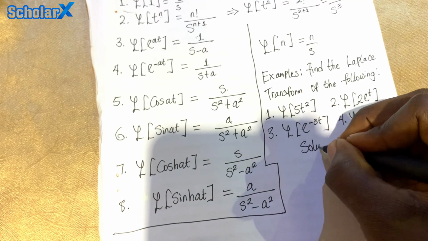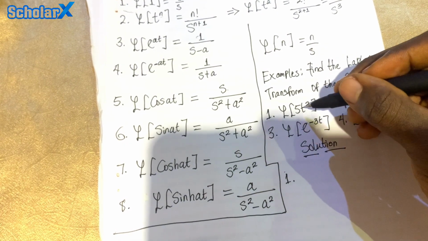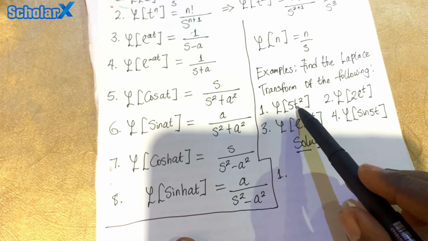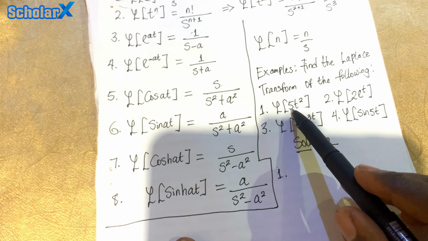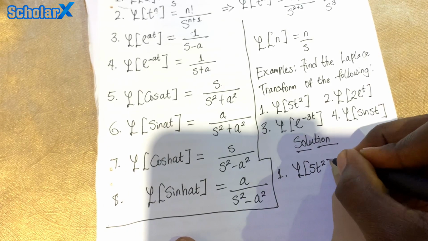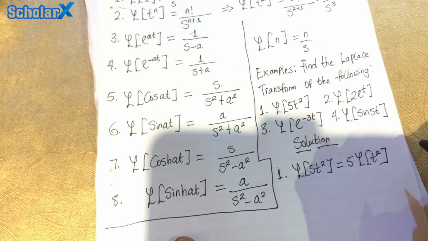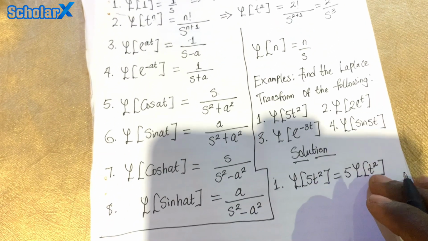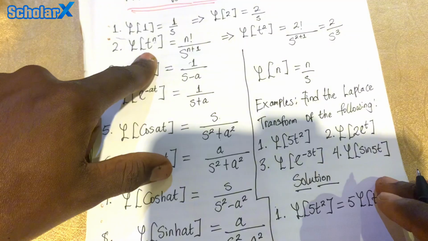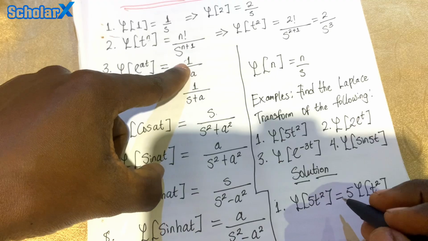So solution. Now the first one we have is the Laplace transform of 5t squared. We can bring out this 5 as a constant, so that we can easily find the Laplace transform of t squared. So you can express this as 5 times the Laplace transform of t squared, because t squared here now is a function. Where does it fall under? It falls under the formula we use here, which is number 2. You see that the Laplace transform of t to the power of n is n factorial over s to the power of n plus 1.